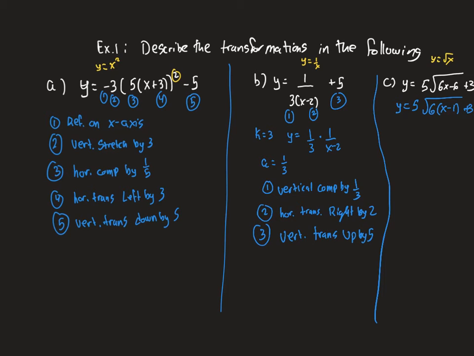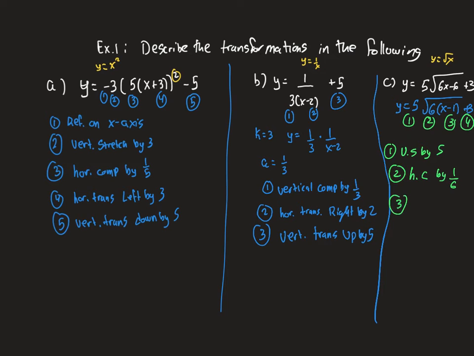So, with that in mind, I'm going to label these 1, 2, 3, 4. So 1, positive 5 on the outside. This is a vertical stretch by 5. The 6 is on the inside, and it's a whole number. So that is a horizontal compression by 1 over 6.